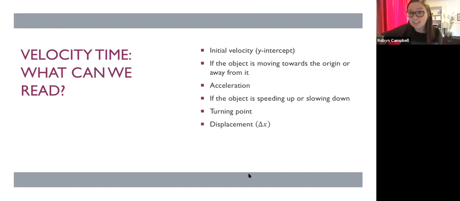Okay, so from a velocity time graph, what can you say? Obviously you can say the initial velocity, which is the y-intercept. You can tell whether the object is moving towards or away from the origin. We can look at the acceleration. We can say whether the object is speeding up or slowing down, again just like position time. We can look at a turning point for a velocity time graph, and also we can determine the displacement. How do we do that? Let's see.